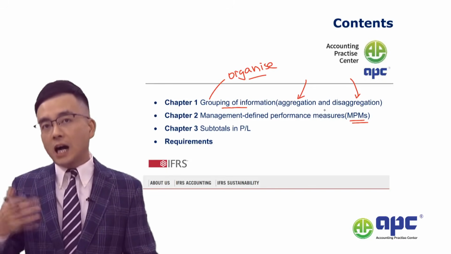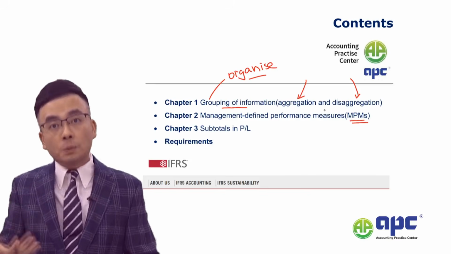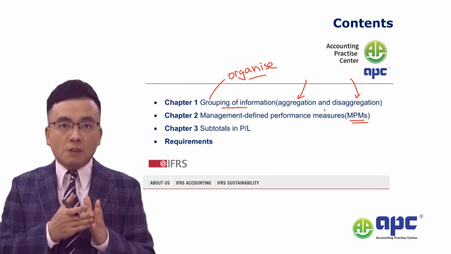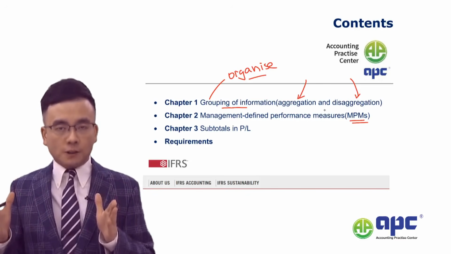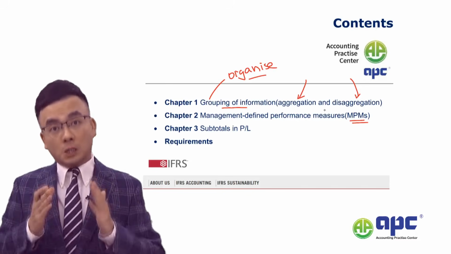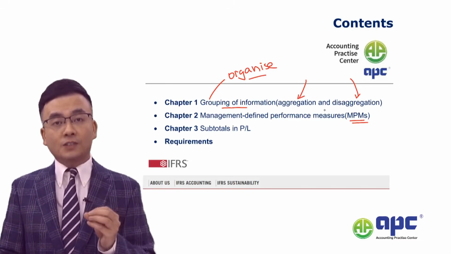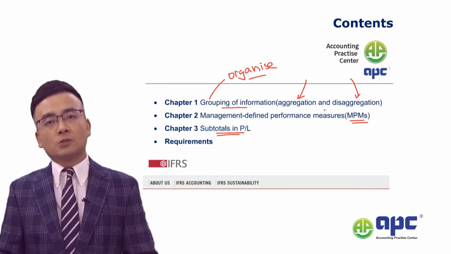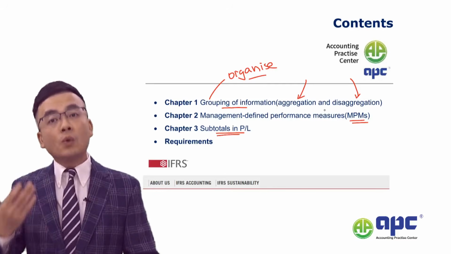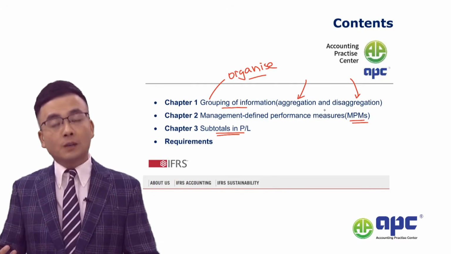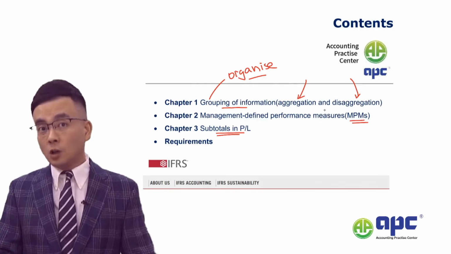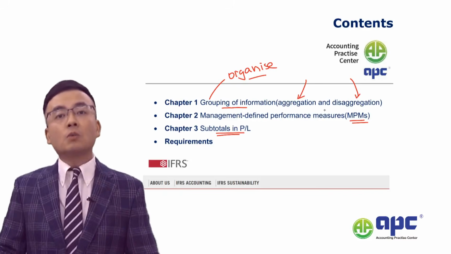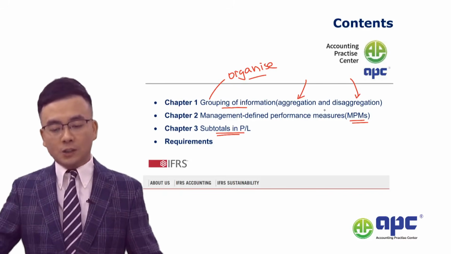The IASB decided to make this super clear: the MPMs need to be reconciled back to the IFRS profit and are subject to audit. This is so important, and we will detail that later on. And finally, we will be seeing the subtotals in the P&L. In other words, we will be introducing the new format of the statement of profit or loss, which is an example of a primary financial statement. And finally, we will be looking at when we should adopt this standard.